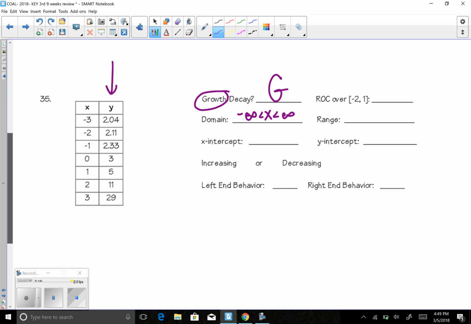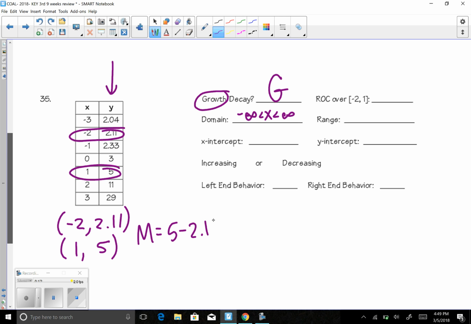Rate of change, oh, I can do this. I can find the x value of negative 2, and I can find the x value of 1. So I have an ordered pair, negative 2, 2.11, and 1, 5. So 5 minus 2.11 over 1 minus negative 2. So 5 minus 2.11 is 2.89 over 3, 0.96.